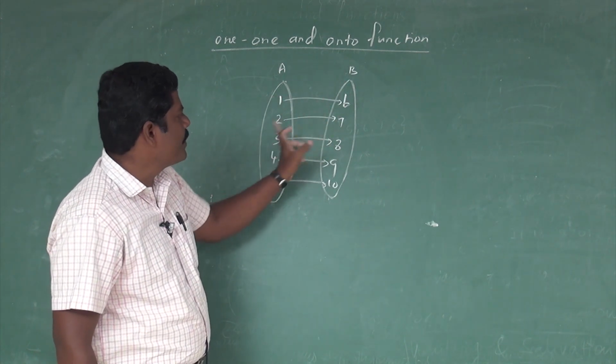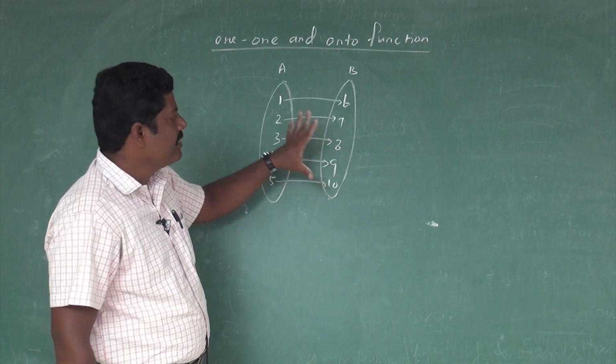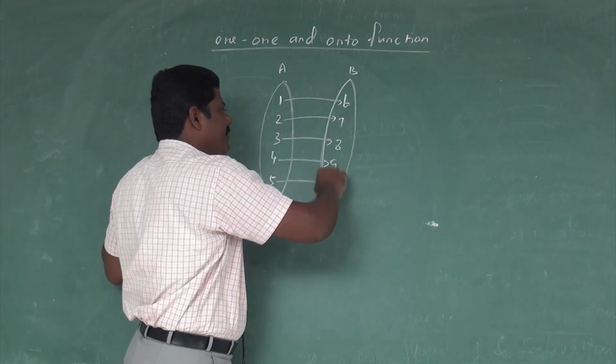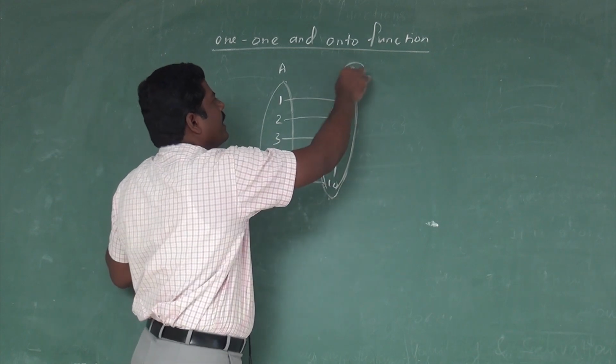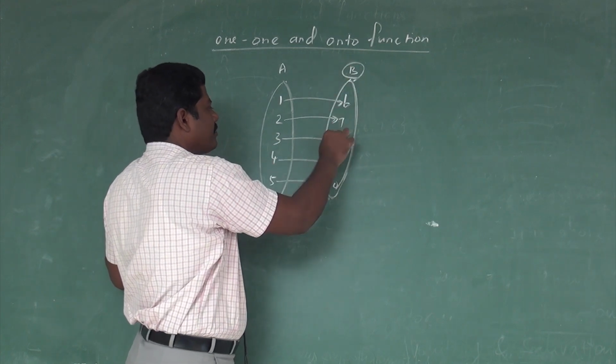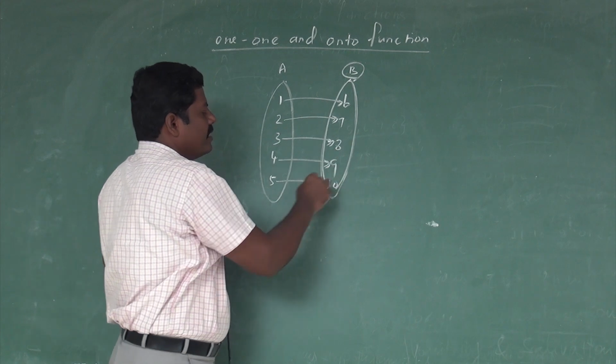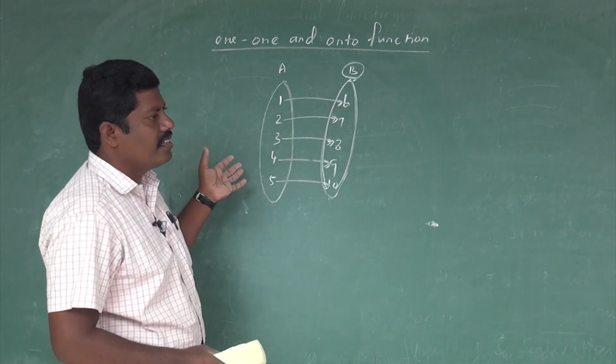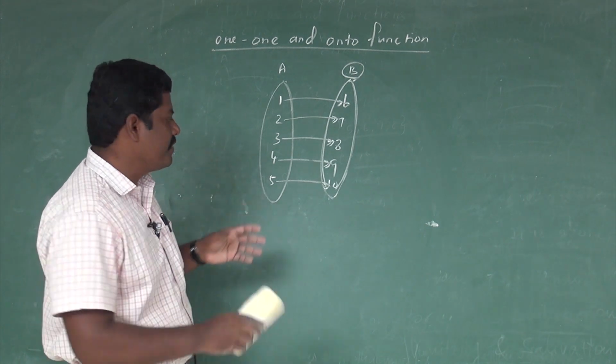The relation 1 to 1 is there for each element. Therefore it is a one-to-one function. Every element in codomain has pre-images. Therefore it is an onto function. So this function is called a one-to-one and onto function.